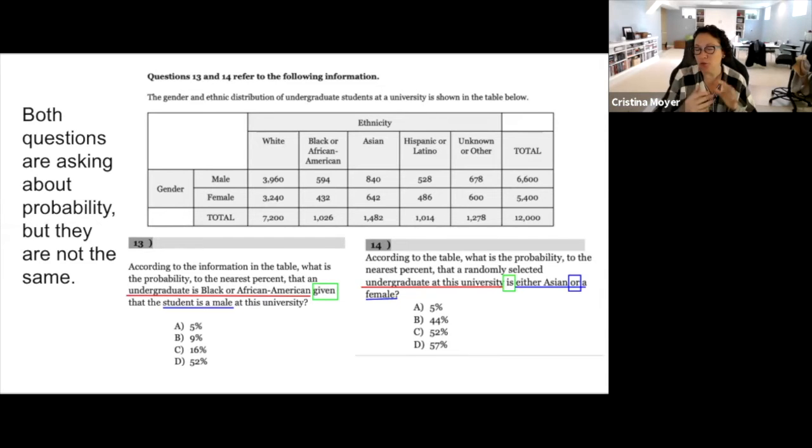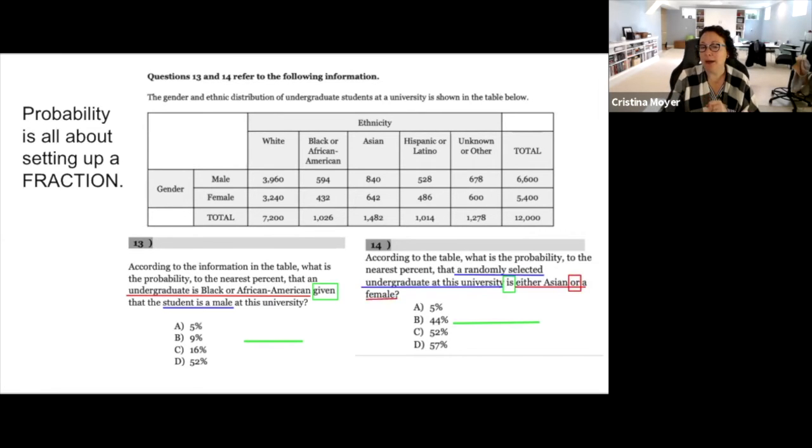So let's read just the question part. For 13, what we're trying to find is the probability that an undergraduate is Black or African American, given that the student is a male at the university. And question 14 says we want the probability that a randomly selected undergraduate at this university is either Asian or female. And so if we want to set up this fraction, we want to think about what's going to go in the numerator and what's going to go in the denominator.